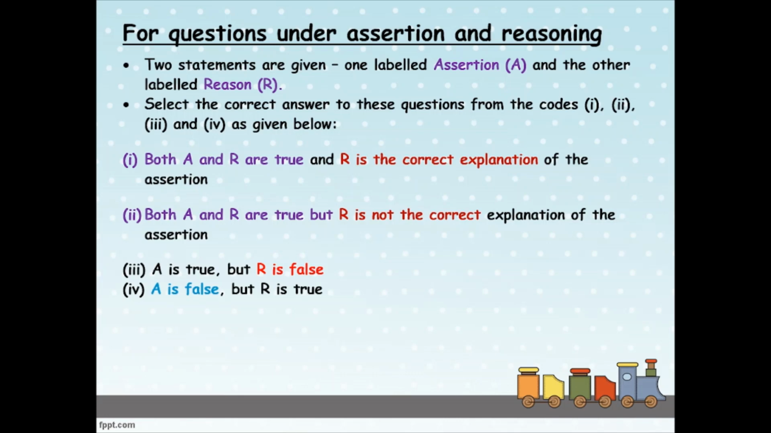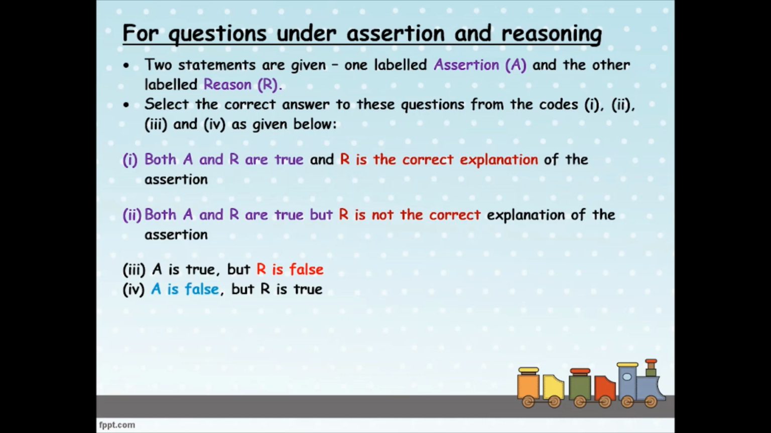We are given four options, which say in what way these two statements are connected. Option 1 says both A, meaning assertion, and R, meaning reason, are true. Individually, we have to read the assertion statement and the reason statement and find out whether each is true. This first option also says R is the correct explanation of the assertion, so they are connected.